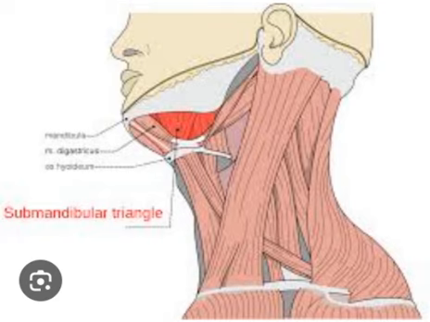Head and Neck, Submandibular Triangle. Published by NCBI. Introduction. The submandibular triangle is an important anatomic landmark located underneath the body of the mandible.